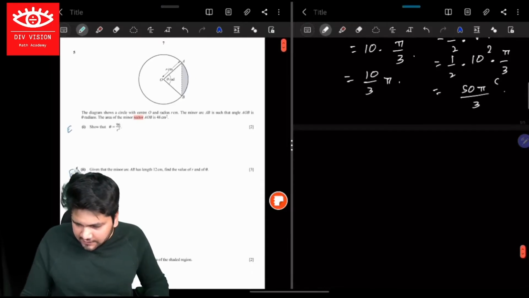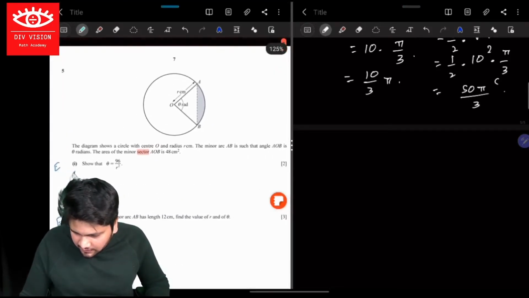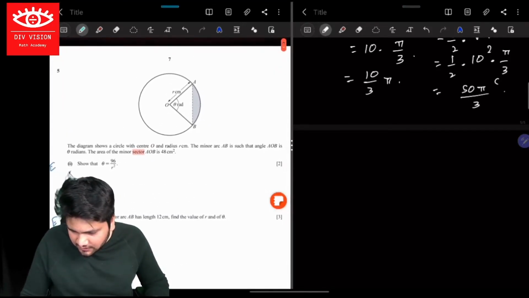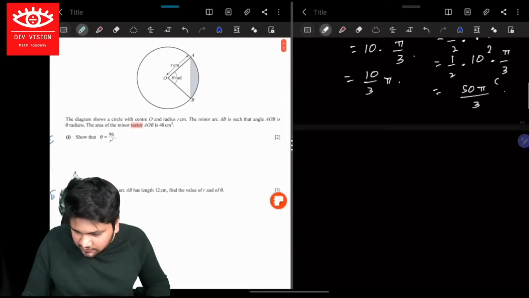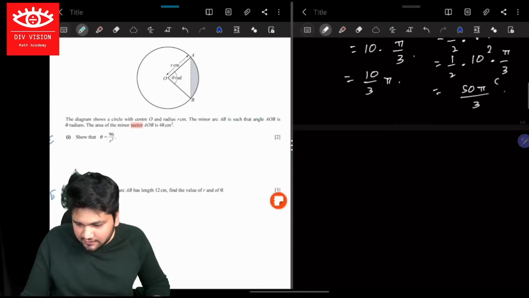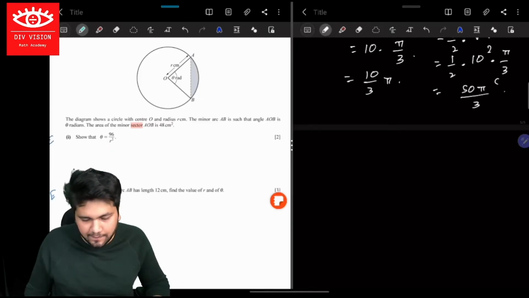So here they have given you the circle. The diagram shows a circle with center O and radius r centimeter. The minor arc AB is such that angle AOB is theta radians. The area of the minor sector AOB is 48 centimeters square. Show that theta is 96 by r square.